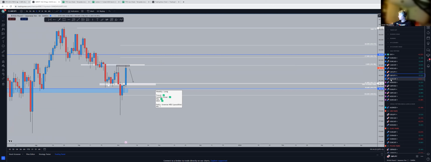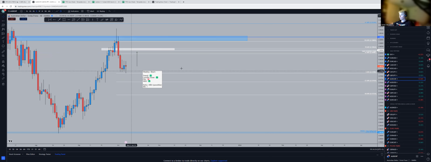Then the last one, AUDCHF. On the daily, what can you see? Potentially head and shoulders. Shoulder 1, head, shoulder 2, impulse. And now we can potentially receive that correction. After an impulse, we mostly get a correction.